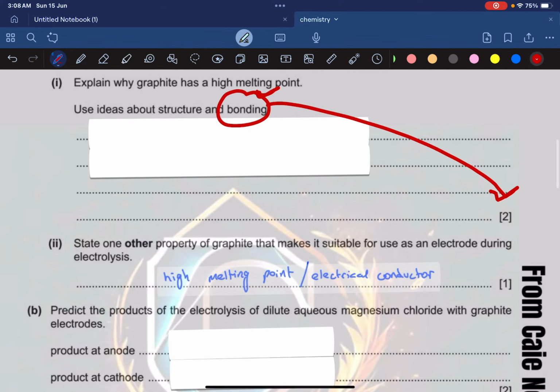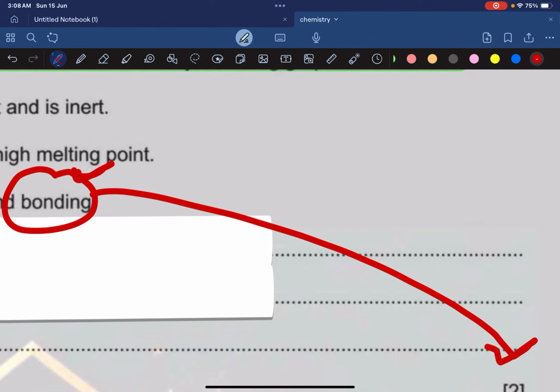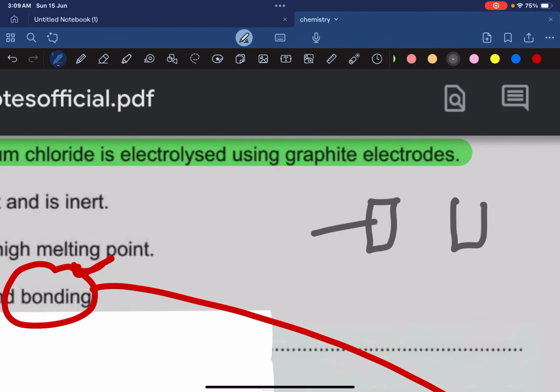Because look, what's going to happen is that you are doing an electrolysis, so you have your electrodes. These are your electrodes. Okay, they are made up of graphite. What's happening in electrolysis is that your current is passing. This is your positive, this is your negative. So for your current to pass, electrons are moving from the negative to the positive terminal. Electrons move from negative to positive.